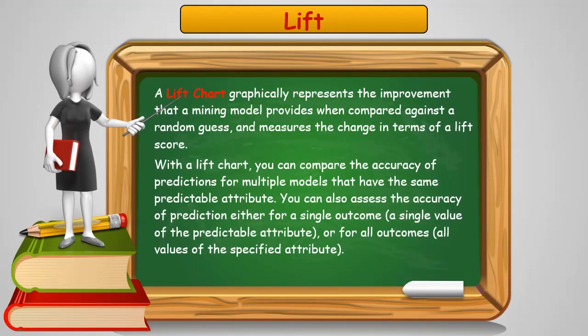Finally, I'd like to introduce you to the concept of lift. A lift chart graphically represents the improvement that a data mining model provides when compared against random guessing. And it measures that change in terms of a lift score. With a lift chart, it's actually kind of neat because you can compare the accuracy of predictions from multiple different models that have the same predictive attribute. And so you can also use it to assess the accuracy of prediction either from a single outcome or from all outcomes of a specified variable.